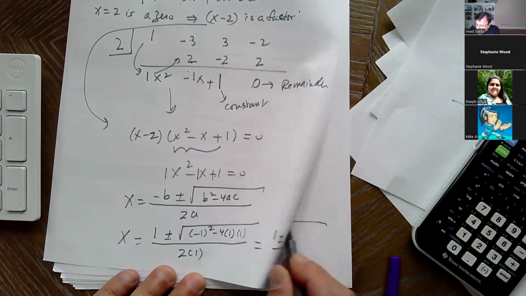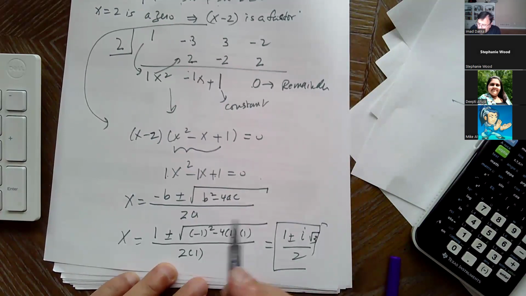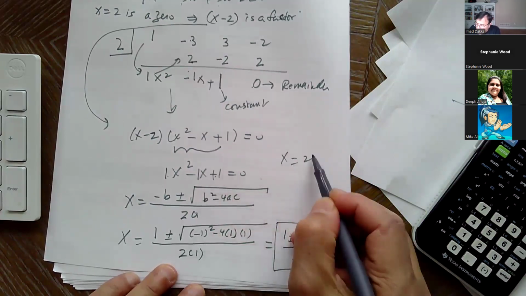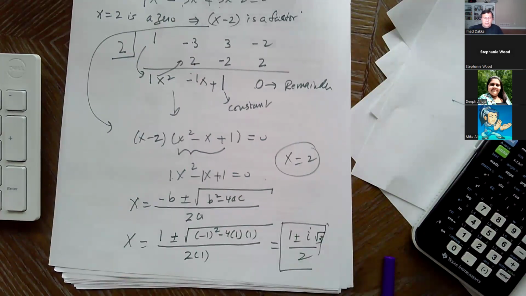So we get 2 imaginary solutions and 1 real solution. Okay? 2 imaginary solutions and 1 real solution. And it looks, you know, in the graph that there's only 1 real and 2 imaginary. Any questions?